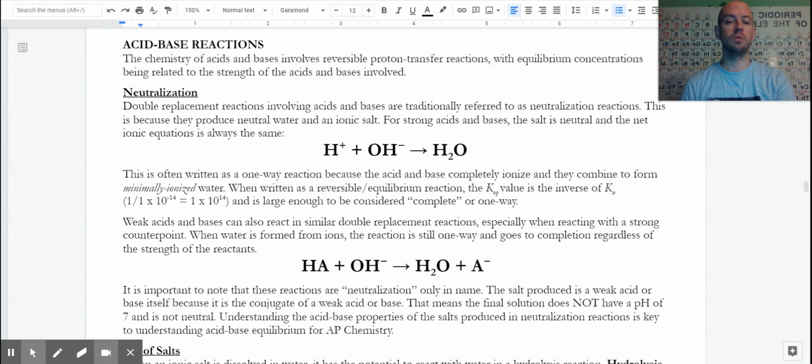Because remember, if I have a weak acid, the conjugate base that I produce is weak. So this is the reaction. This is our neutralization. It's still one way. But after we recognize that I have a weak base floating around in my water, I could predict and explain why the pH might not be 7 or why our products might not be totally neutral.